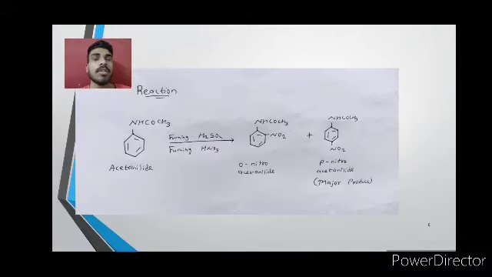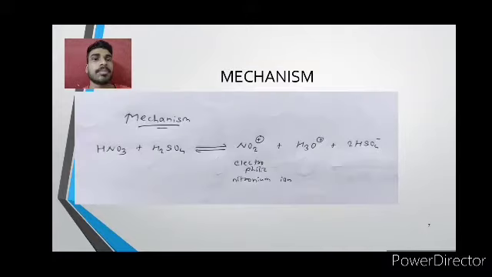The reaction for the synthesis is as follows. When acetanilide is treated with fuming sulfuric acid and fuming nitric acid, ortho and para nitroacetanilide are obtained, and the major product is para-nitroacetanilide as there is no steric hindrance in the structure. The mechanism of the reaction is as follows.